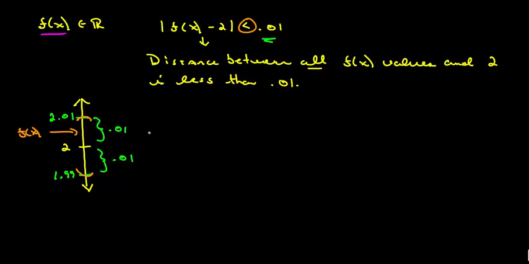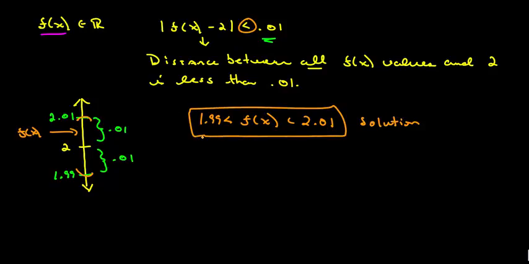Now how do I write that interval? I would say that f of x is greater than 1.99 and it's less than 2.01. Okay, this is your solution right here. Now there's another way to get it. Obviously we don't have to draw this out. We can just take a look at this original inequality just like that, and we can use our properties for absolute values.